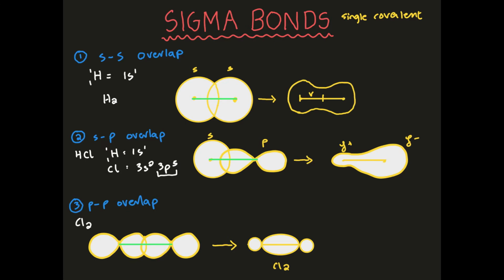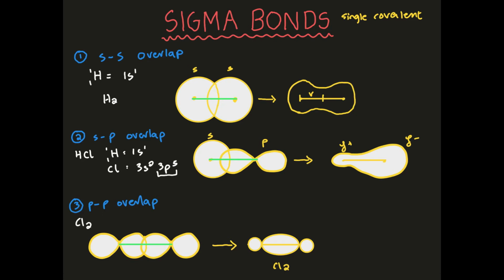So for the first one, the example that I'm going to be using is going to be H2, which is hydrogen gas. So in this case, if you write down the electronic configuration of hydrogen, you're going to see that the valence orbital is actually an s orbital. So for H2 to be formed, two s orbitals need to overlap. So in this case, this diagram over here shows the overlap of two spherically shaped s orbitals.